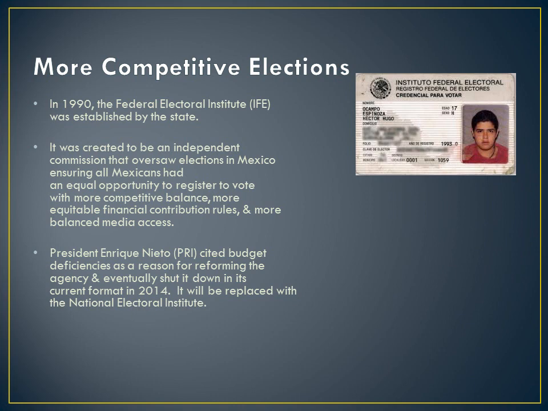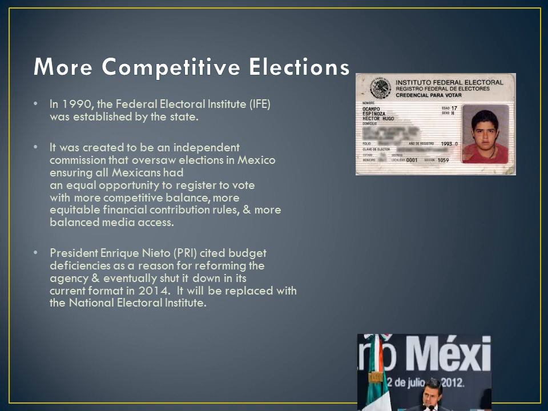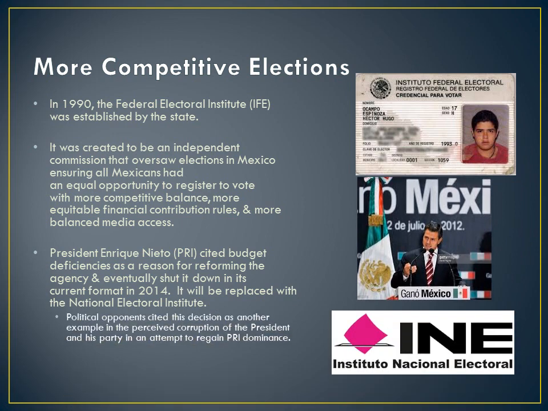President Enrique Nieto, who was elected in 2012, cited budget deficiencies as a reason why the agency needed to be reformed, and shut it down in its current format in 2014, replacing it with the National Electoral Institute. Some of his critics have argued that this is another example of the PRI trying to overstretch its boundaries to take back a dominant figure.